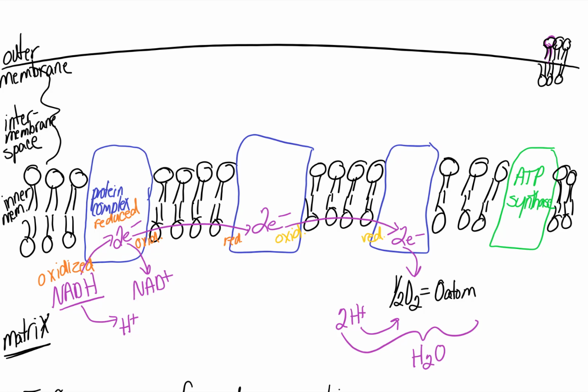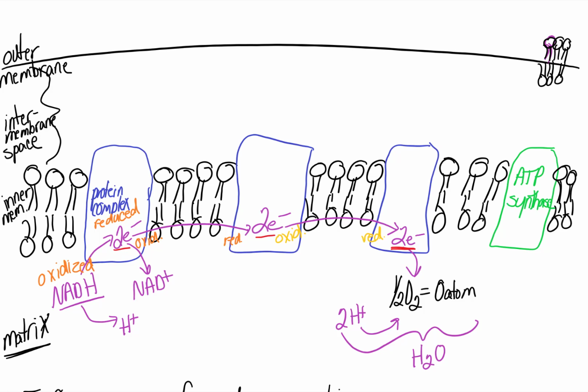Now, oxygen is very important because oxygen has a high electronegativity associated with it. So when oxygen is present, it is going to pull down the electrons through the electron transport chain, each time releasing energy in a redox reaction, because this oxygen atom has a high electronegativity and is attracted to those electrons.